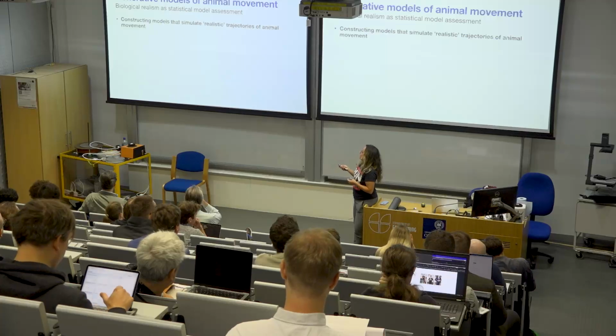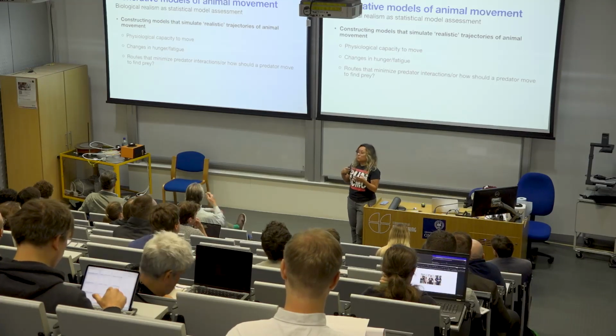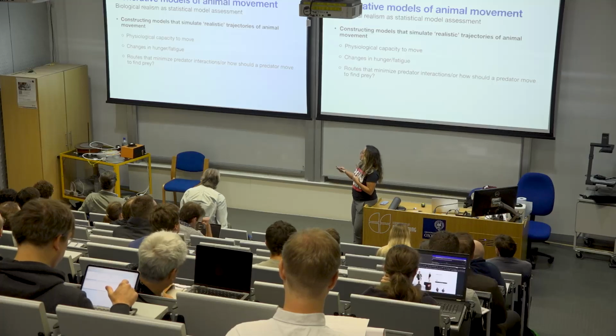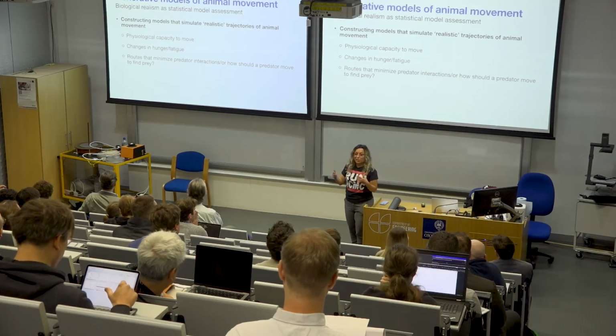For me, as I'm getting into the Bayesian framework and into simulation-based model assessments, personally, I'd love to get more into simulation-based biological realism as a statistical model assessment. So how likely is it that my animal could have moved this way?